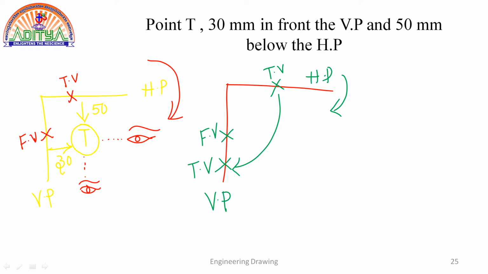Now coming to the numericals. If you are seeing this point from the front view, which dimension is visible? This 50 is visible. So in front view we get 50 and in top view 30. Front view 50 and top view 30. Now with this we are going to draw our final solution.